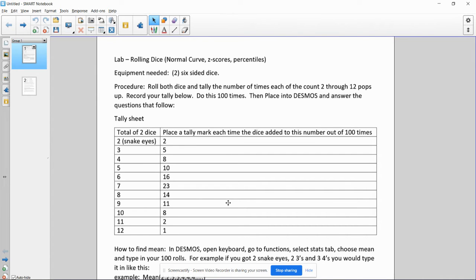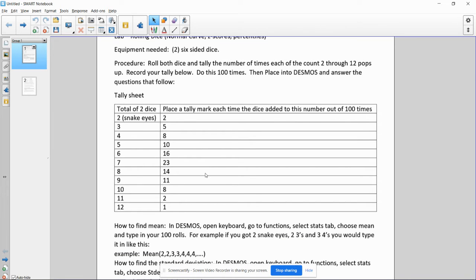I rolled the dice 100 times. And these are my results: 2, 5, 8, 10, 16. So the number 6 appeared 16 times. I got the number 6 16 times. You can see it kind of starts low, goes up, and then ends up low again. That's what we call a normal curve. Yours are going to be different, but I think those are the results that you should have got.